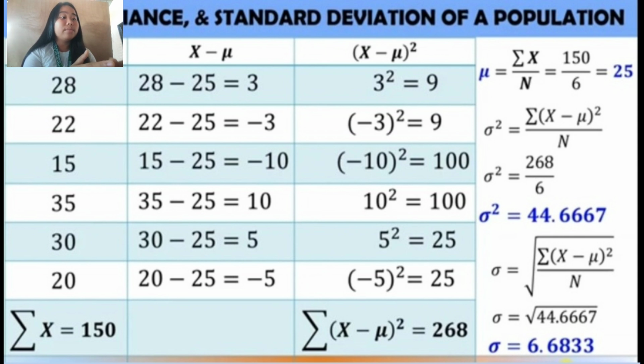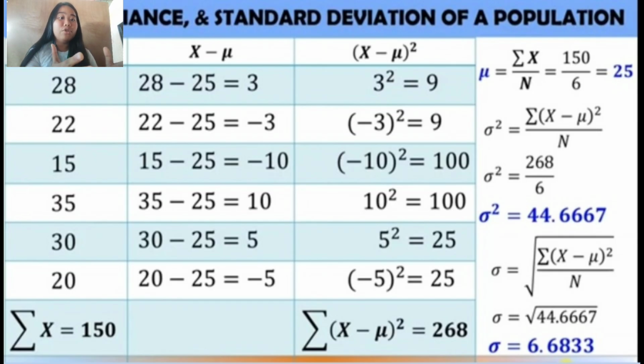And then, the second column is x minus mean. So, your first x is 28. You subtract the mean, which is 25. So, 28 minus 25 is equal to 3. Then, proceed to the next ones down to the last. So, 22 minus 25 is equal to negative 3. 15 minus 25 is equal to negative 10. 35 minus 25 is equal to 10. And 30 minus 25 is equal to 5. And 20 minus 25 is equal to negative 5. So, you have obtained the values of x minus mu, which are 3, negative 3, negative 10, 10, 5, and negative 5.